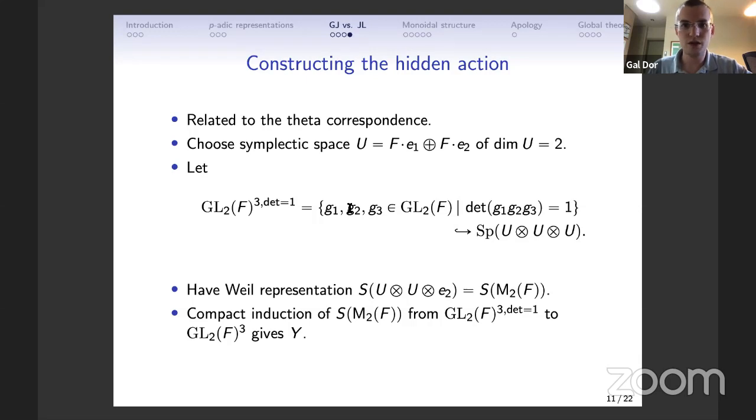Okay, so let's maybe take a step back. I dived into a lot of technical details, but I have a question. So how is it sitting? It's sitting inside SP8, everything? Yes, 8 by 8 matrices. So how are these 3 GL2 blocks sitting? They're not blocks. It's a tensor product. So they're all multiplied by each other.